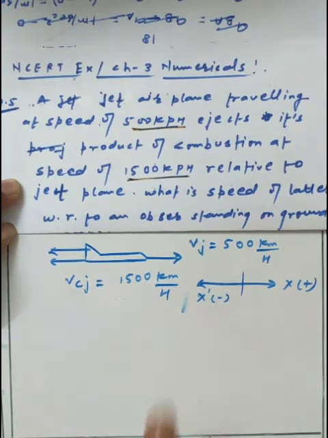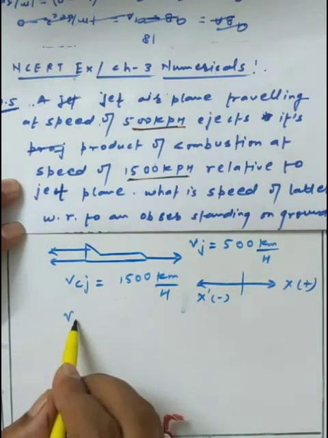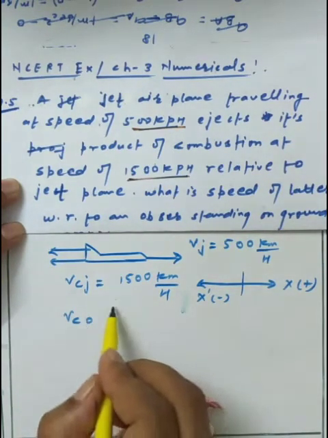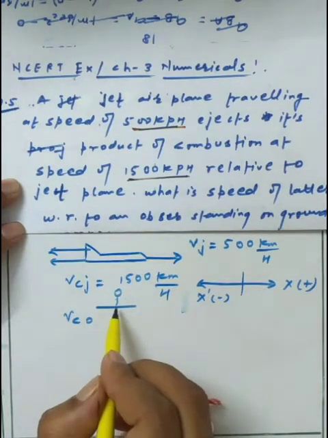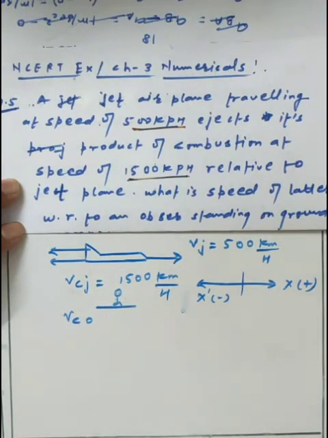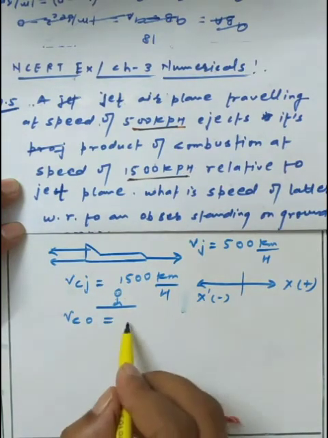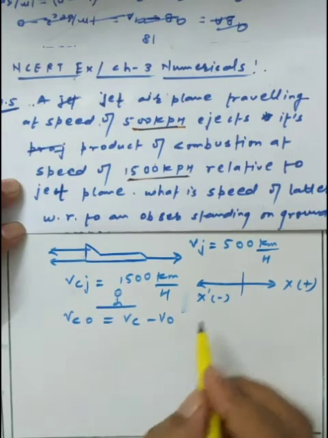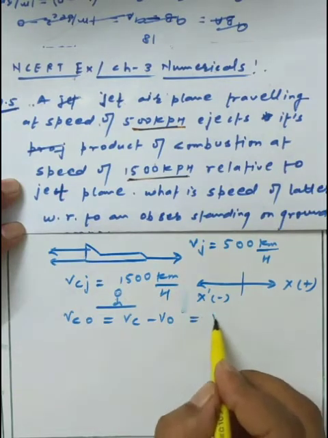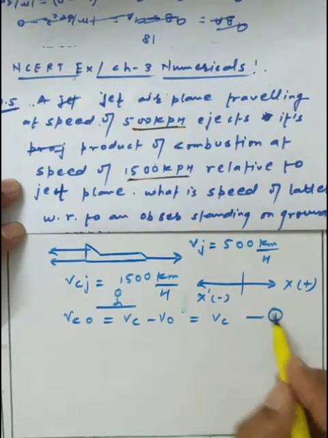Now we have to discuss the velocity of combustion with respect to an observer, and the whole process is watched by the observer standing on a surface, outside the frame of reference of the jet plane. So the velocity of the combustion with respect to an observer is vc, and the observer is at rest, so the velocity of combustion with respect to the observer is the velocity of combustion. This is equation number 1.